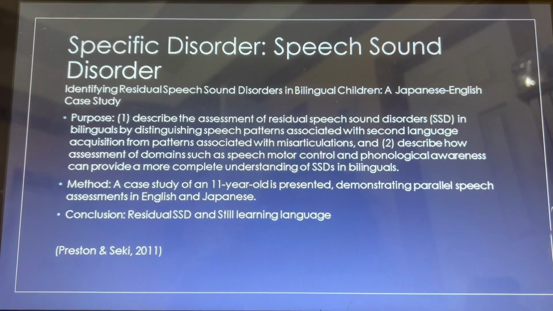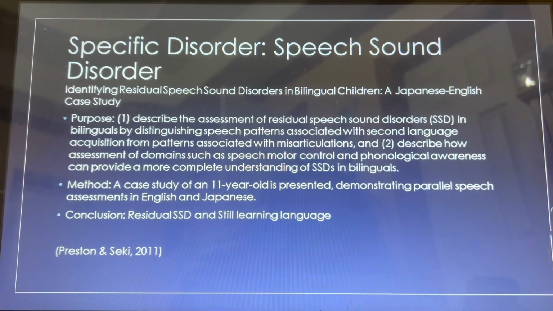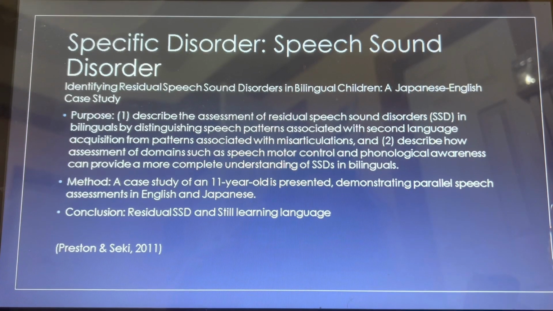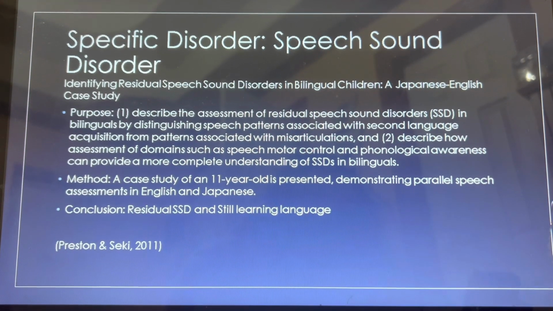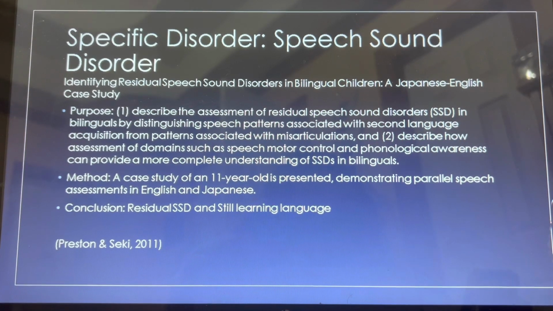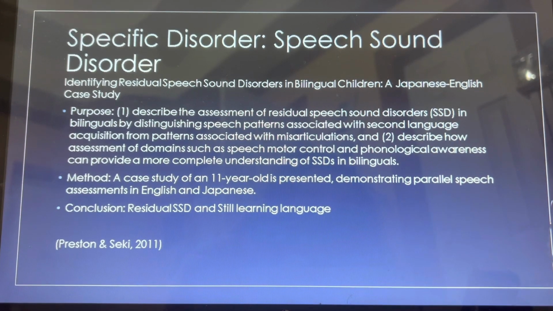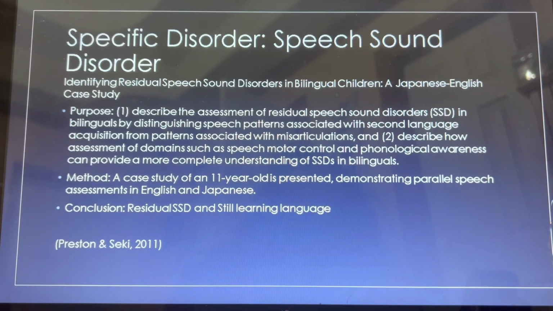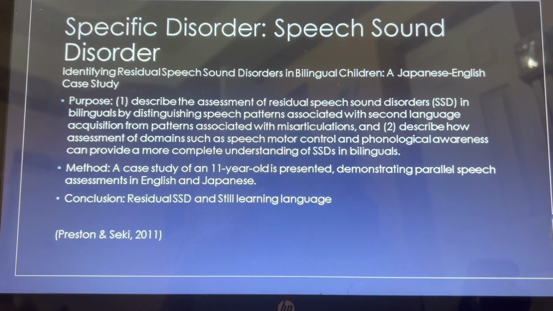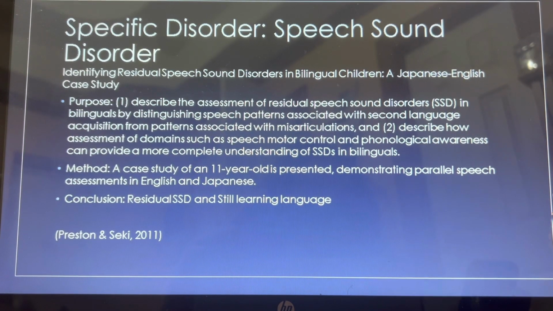So residual speech disorders are speech disorders that typically persist past the age of 9, when the child should not be making any more misarticulations. So this study mentions how it's often difficult to determine that a bilingual child has it because they're still learning the language, so it's difficult to say whether they're actually having difficulty or if they're just still in the learning process. So to test this child, they gave him parallel speech assessments in English and Japanese, along with a speech motor and phonological awareness task in both languages.